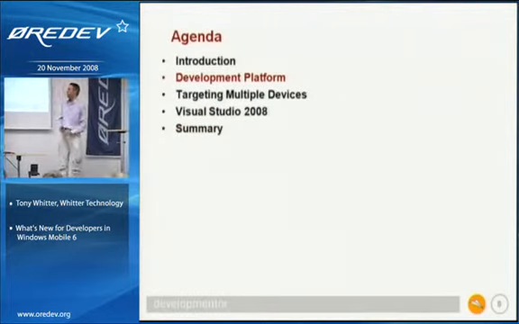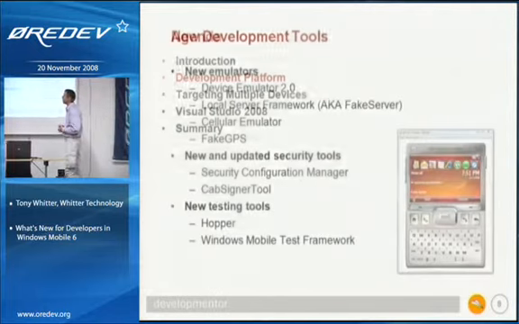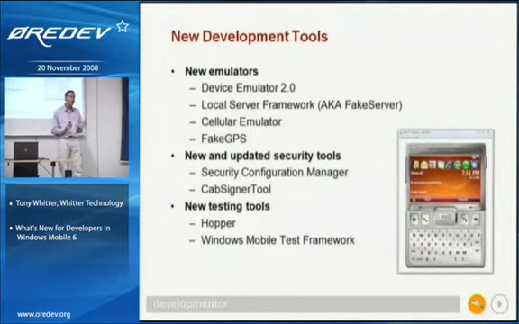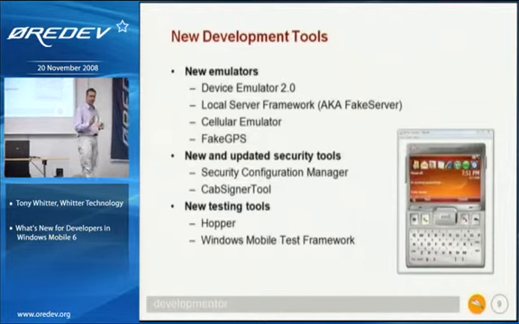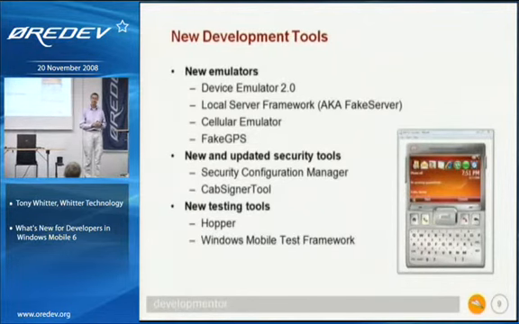So, I mentioned that most of the benefit in Windows Mobile 6 came from the tooling support. Well, I've broken the tooling down into 3 categories. I'm not going to dwell on the individual features here because I'm going to talk about them all in a little more detail in a moment. But we've got a whole bunch of new emulator types, not just the standard device emulator that you've just seen, but also a range of additional ones. We've got some tools to help us work with security on devices and some new testing tools.